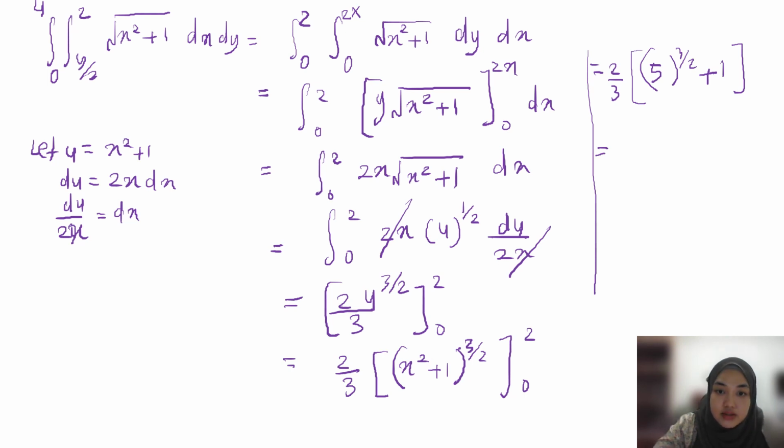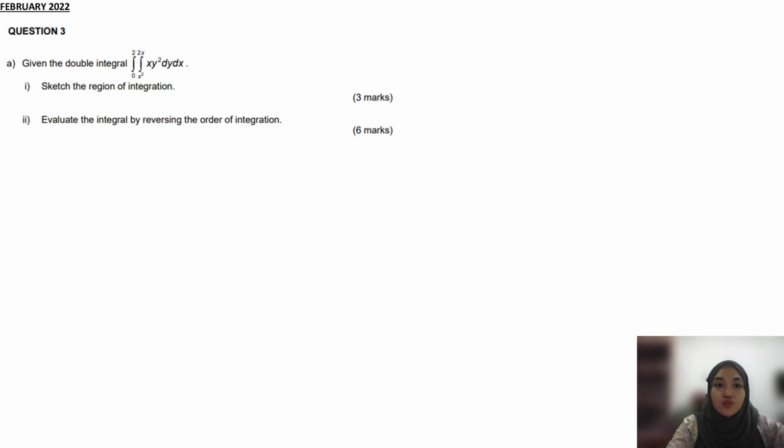Is it plus or minus? It's 5 to the power 3 over 2, plus 1, minus the 9. It's supposed to be minus, for the last part. You can write it one by one, I did it in my head, then you check. So this is the answer. You can leave your answer like this. Alright, so we continue on the next one.